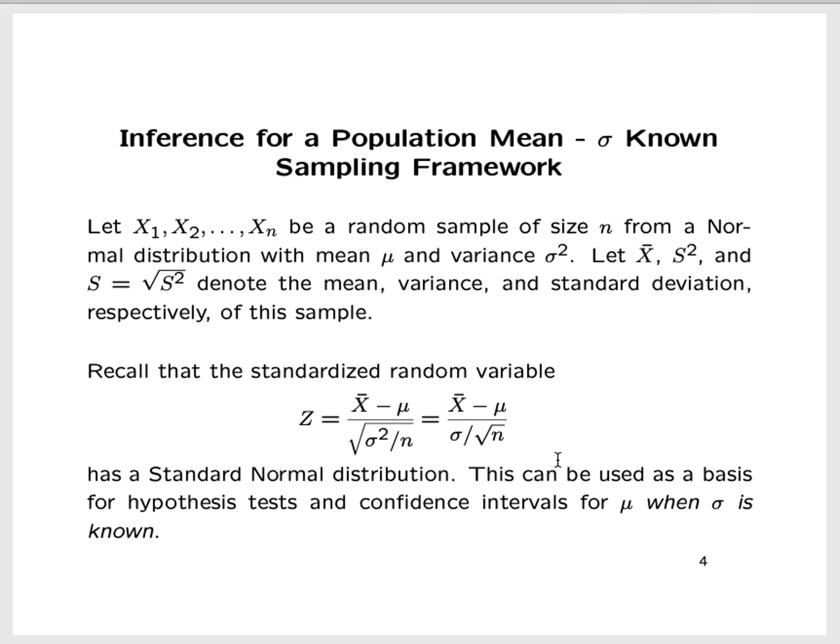So recall that if we're sampling from a normal distribution and we standardize x bar, then the standardized version of x bar has a standard normal distribution. Now, this can be used as a basis for developing hypothesis tests and procedures for constructing confidence intervals for mu when the population standard deviation sigma is known.